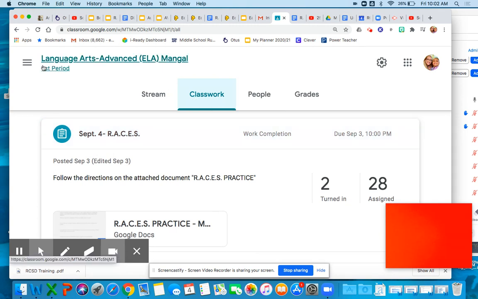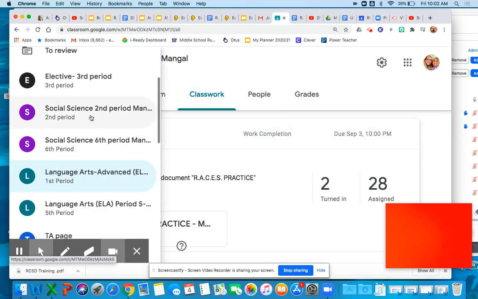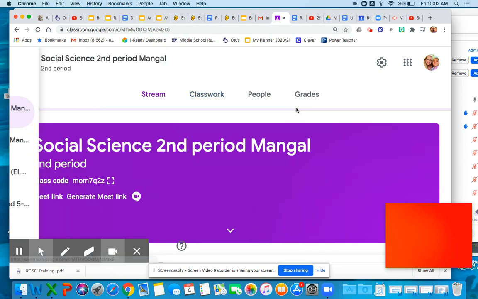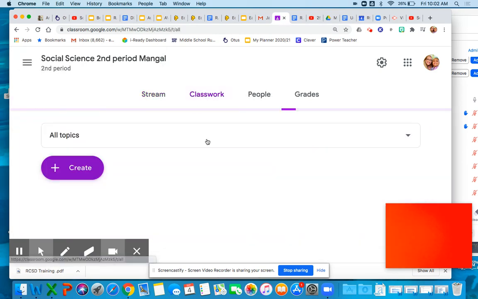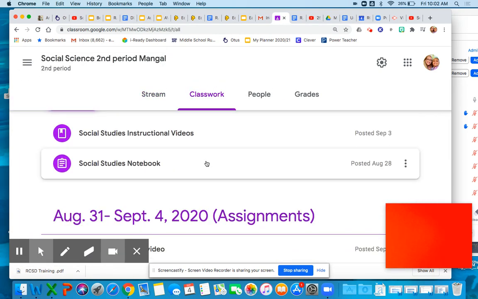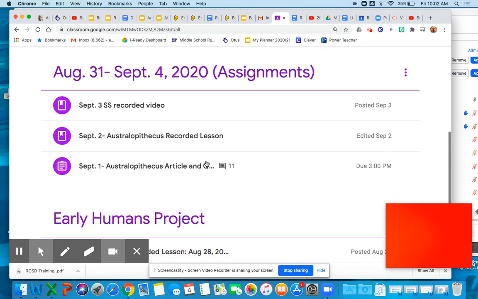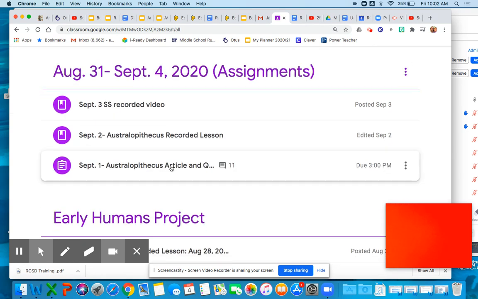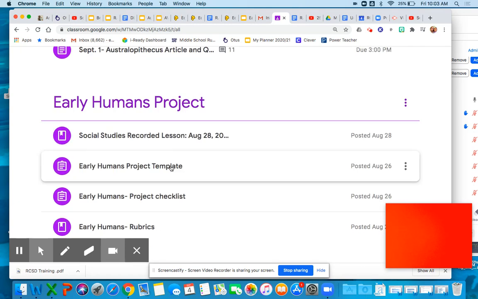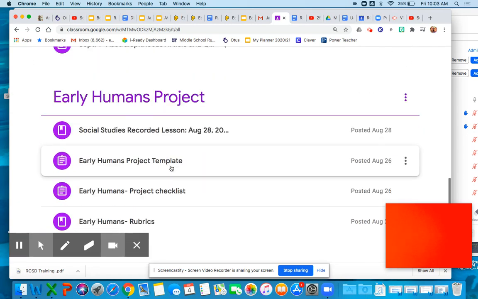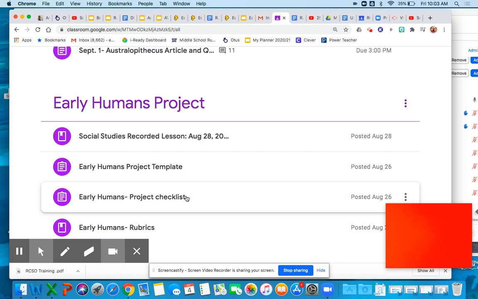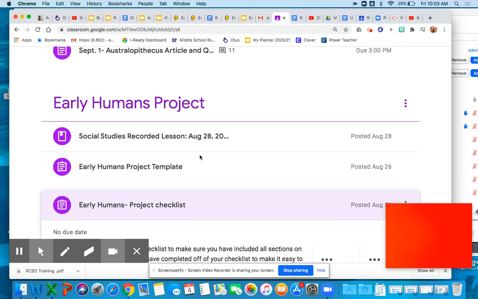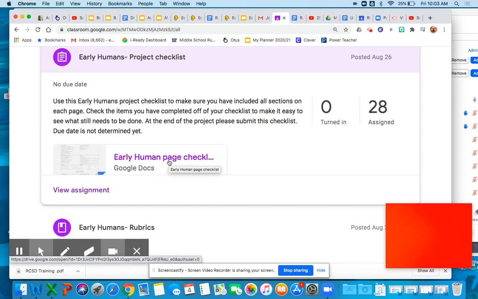So here we're going to go to social studies. Everybody please open up your social studies class, go to classwork, and go ahead and look at Australopithecus. If you're done with your project, then you guys can study. But here's the project checklist. Make sure you look at that, guys. This is really, really important. It tells you exactly what you need to do for each page in order to get full credit. You also need to turn this in with each assignment.